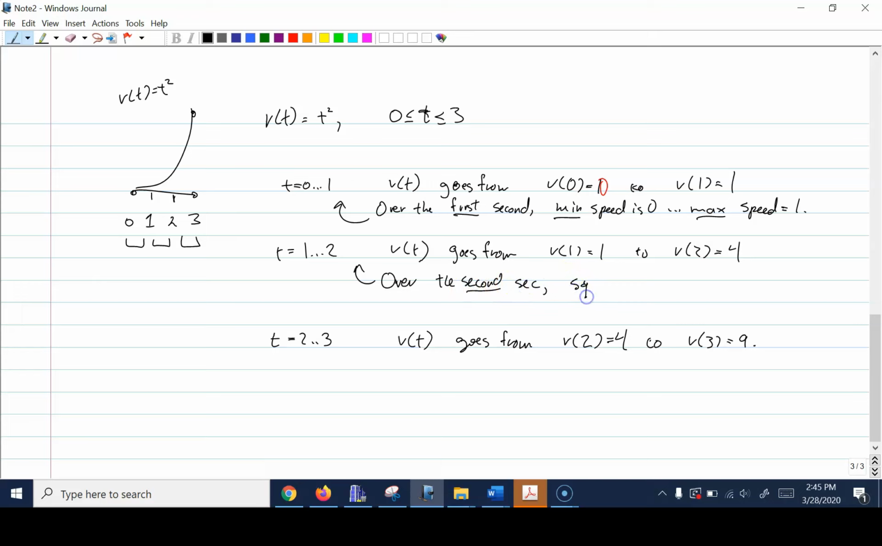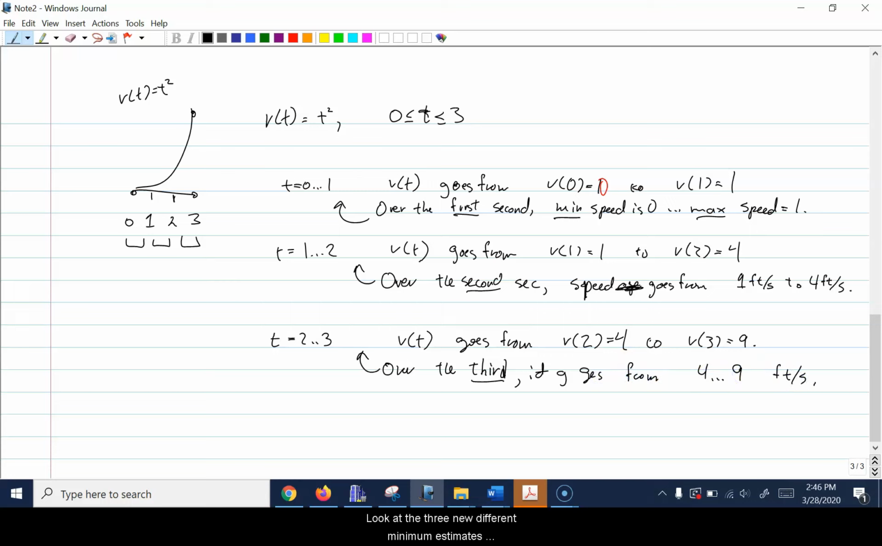the speed goes from 1 foot per second to 4 feet per second. And over the third second, it goes from 4 to 9. So this gives us 3 new different minimum estimates and 3 new different maximum estimates.